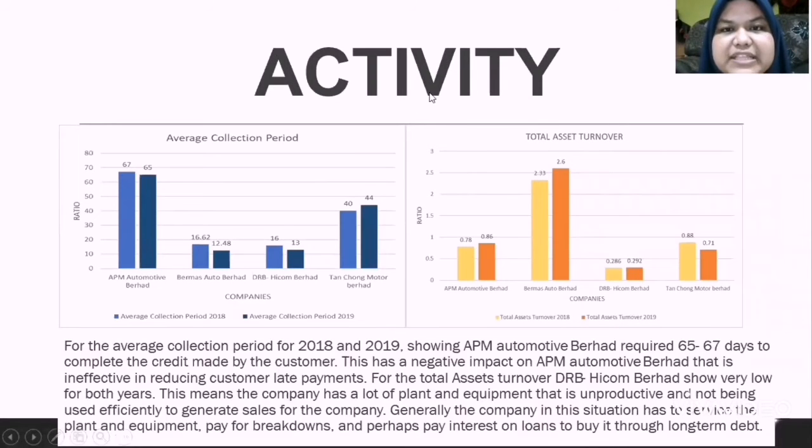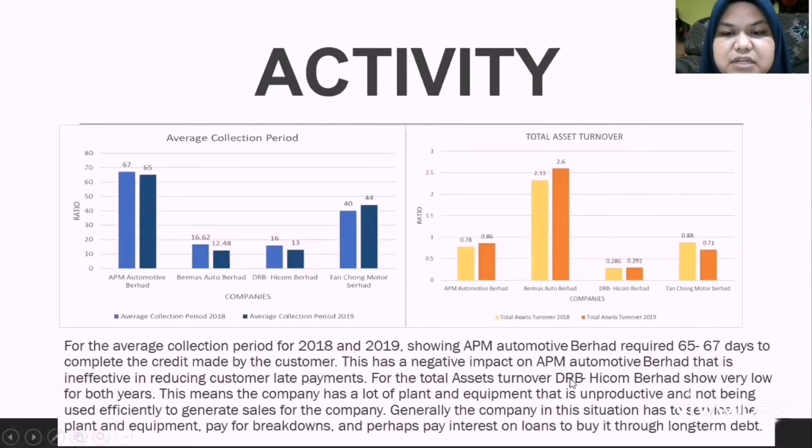Okay, second is about the activity ratio. Here, the chart is about average collection period and total asset turnover. For the average collection period for 2018 and 2019, APM Automotive Berhad required 65 to 67 days to collect the credit made by the customer. This has a negative impact on APM Automotive Berhad, which is ineffective in reducing customer late payments.